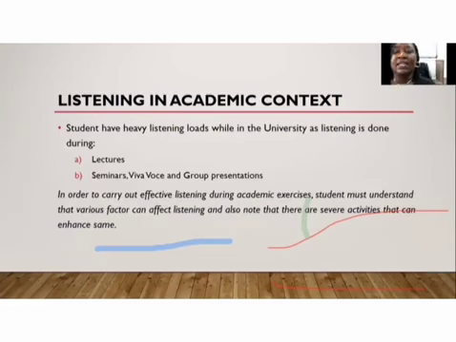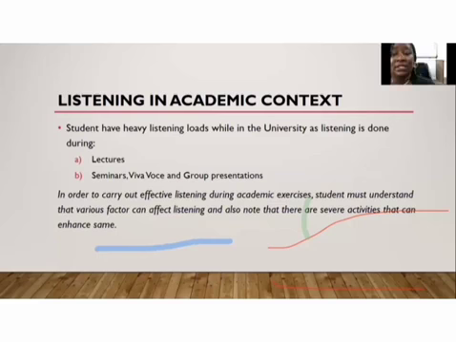Now let's look at listening in the academic context. As students, we know that you are here to learn, and that means that during your stay in the university, you will be doing a lot of listening. In fact, the listening load is quite heavy. Where will you be listening? Number 1, during lectures. And you have to improve on your listening skills, because we all know that lectures are maybe 45 minutes only, and a lot of information is passed on.